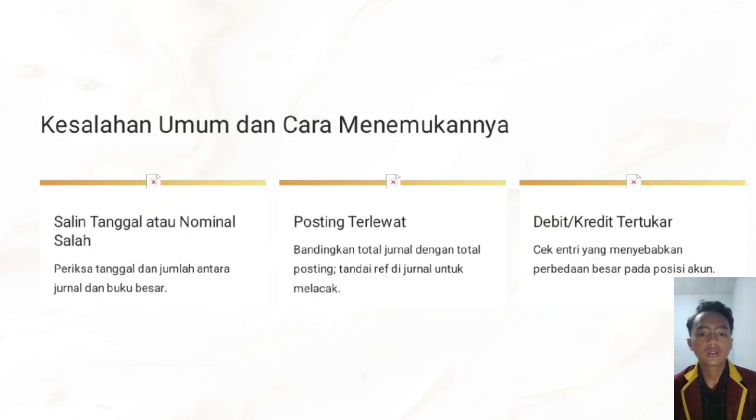Next, common errors and how to find them. First, incorrect date or amount. Check the transaction dates and numbers between the journal and the ledger carefully. Second, skipped posting. Compare the total in the journal with the total in the ledger. Mark the reference column to track what has been posted. And third, reversed debit and credit. Look for entries that cause major differences in account positions.